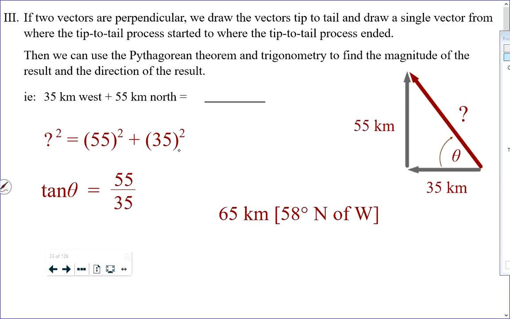So to summarize, if the vectors are in the same direction, you just add the numbers together, and that's the right answer with the direction added. If it's in opposite directions, you subtract the magnitudes, and the direction of the sum of those two vectors will be whatever direction had the greater magnitude. And if you're looking at perpendicular vectors, this is what you do.